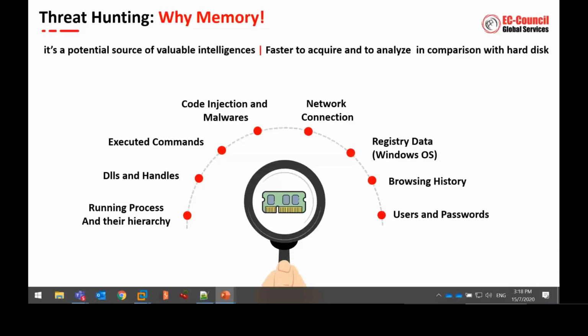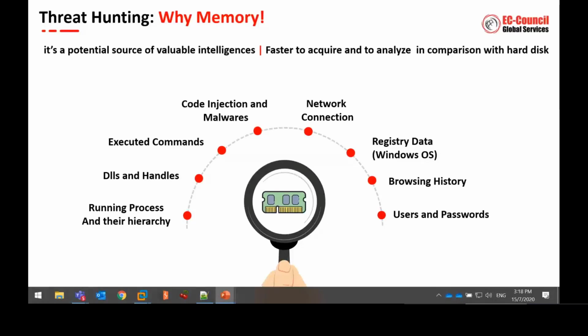Definitely the running processes and their hierarchy, the DLLs and the handles, the dynamic link libraries, or any other dependencies when we talk about Linux. The executed commands, these commands could be executed by the attacker or by a network admin or any other internal attacker in case of physical access to your endpoint or to your server.